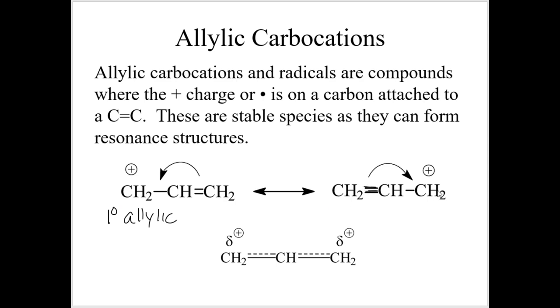And then the plus charge would go on this carbon. The more resonance structures you can draw, the more stable the molecule is. And so this is going to be more stable than a primary carbocation, and actually this will form. Now, what's the resonance hybrid going to look like? We're going to have a partial double bond between each of the two carbons, and the positive charge is going to be split between the two end carbons. So we're going to have delta positive charges there. And so this would be our resonance hybrid.